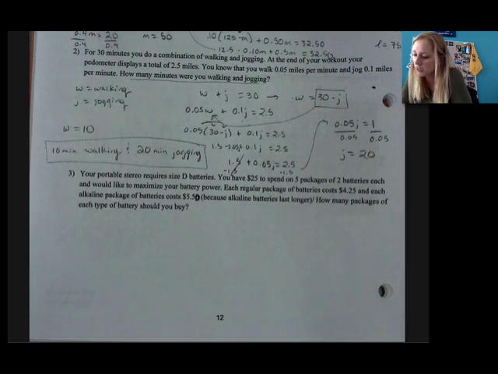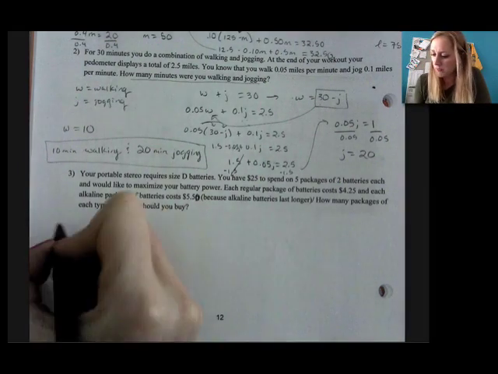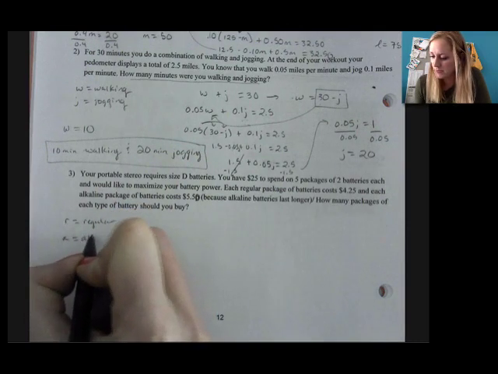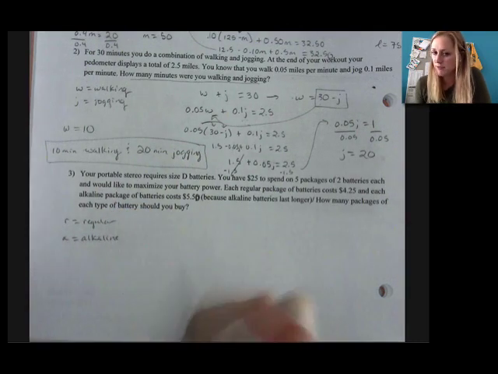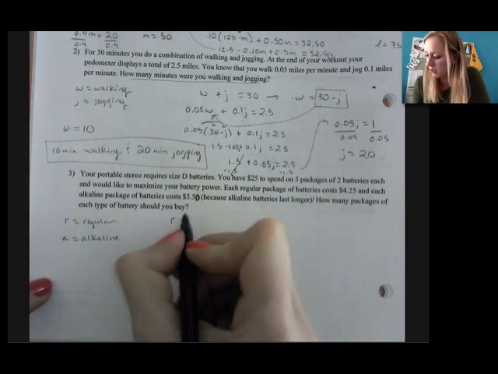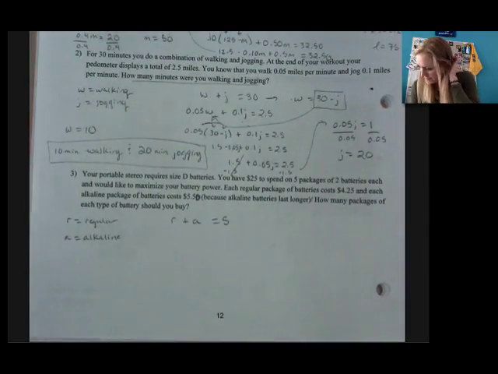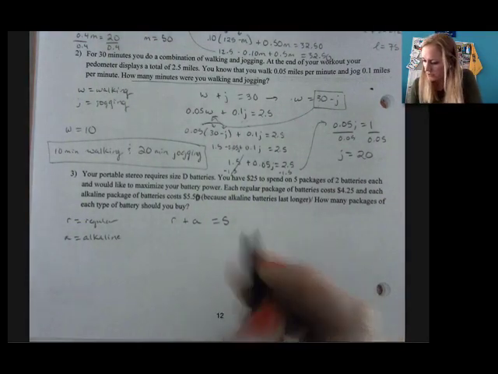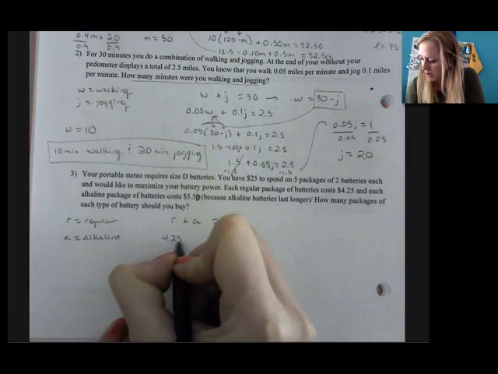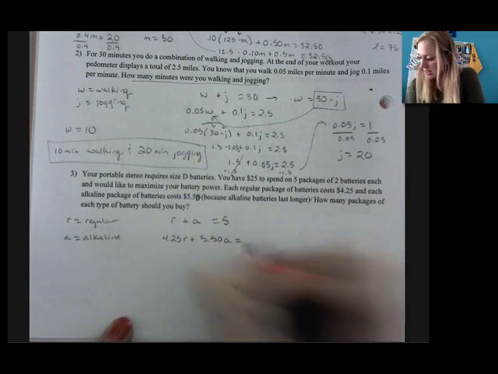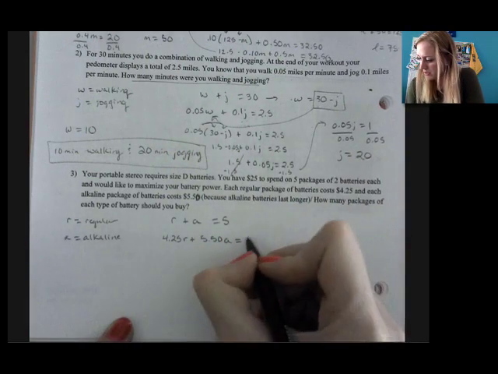All right, so we need 5 packages total. We have our regular packages, so I'm going to use R for regular, and A for alkaline. In total, I'm going to buy 5 packages. So the number of regular plus the number of alkaline needs to equal 5. Each regular is $4.25, so 4.25R. Alkaline, I think that's the right number, is $5.50. And that should equal our total cost of $25.